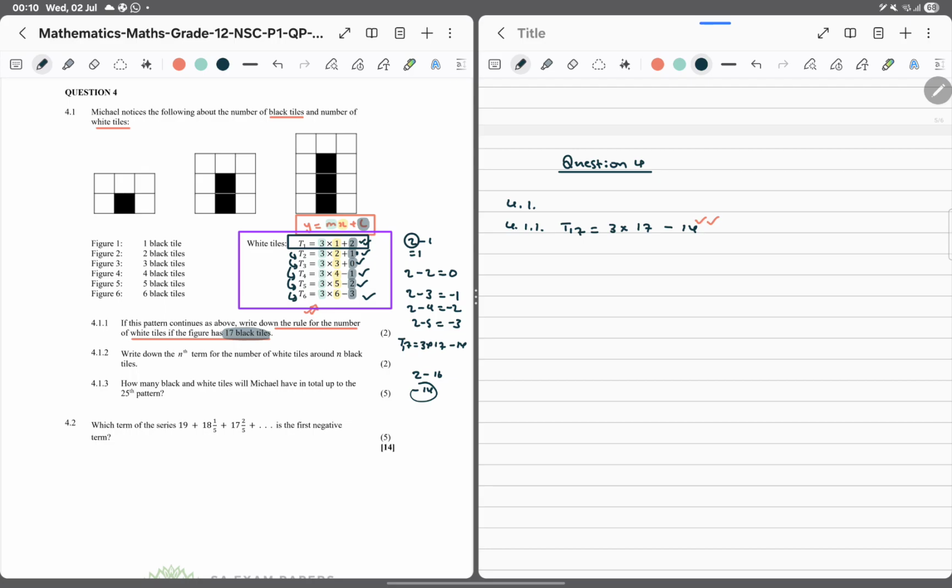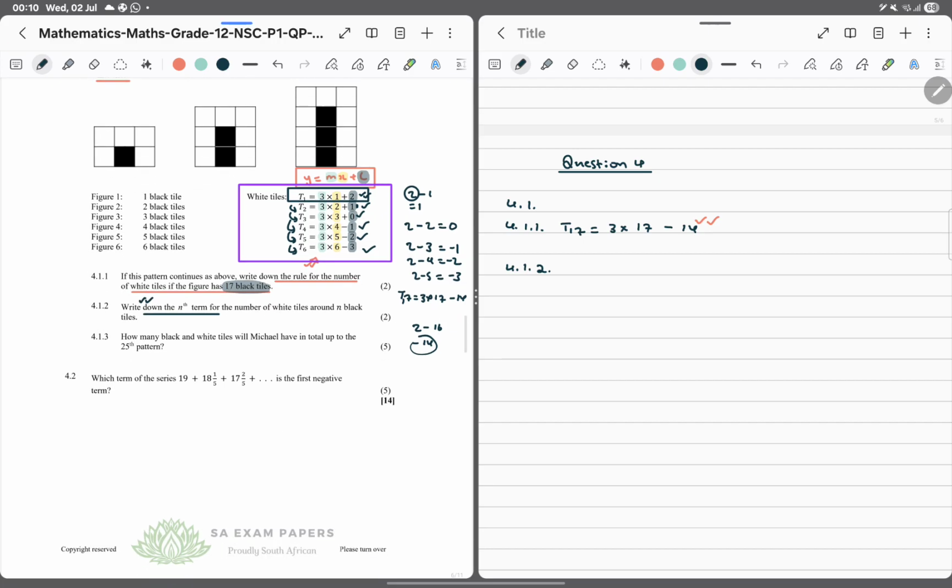It's quite a taxing 2 marks. It taxes our time and it messes up everything. So 4.1.2, we then have to write down the nth term. Again, the question says write down, so we want an answer only. The nth term of the white tiles if n black tiles are given. So we can use the same rule. Say Tn is going to be 3 times n.